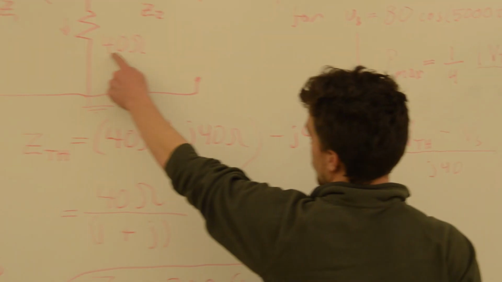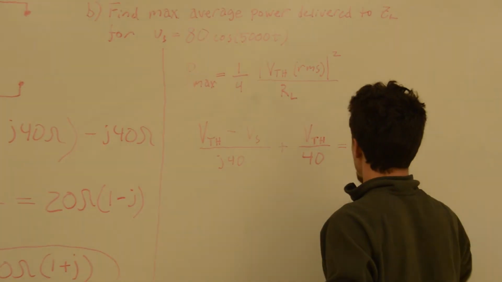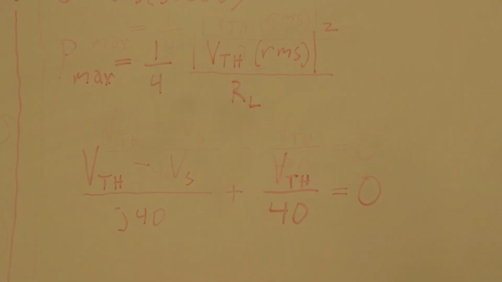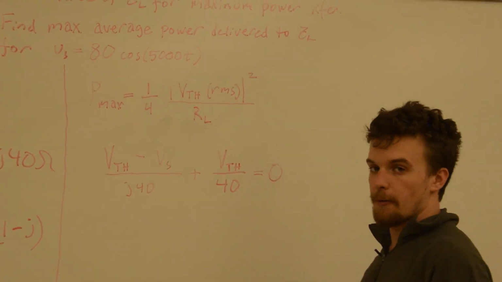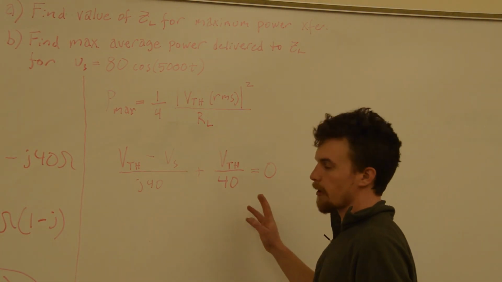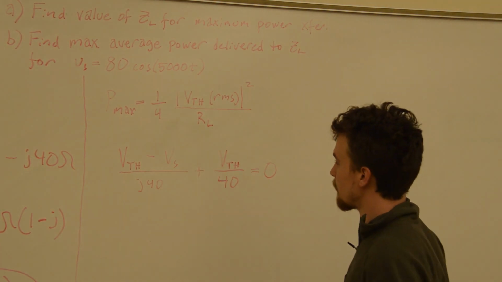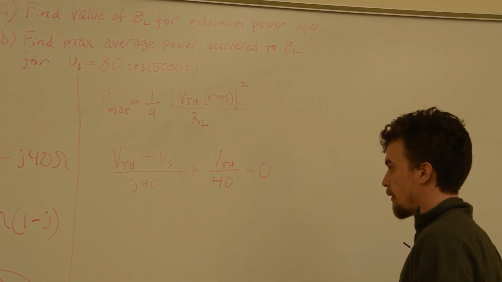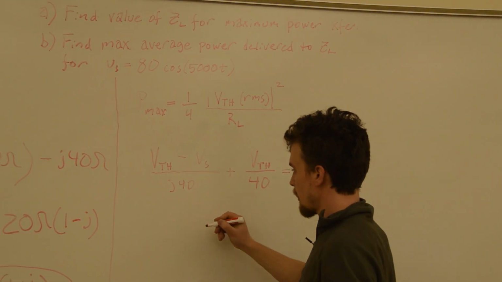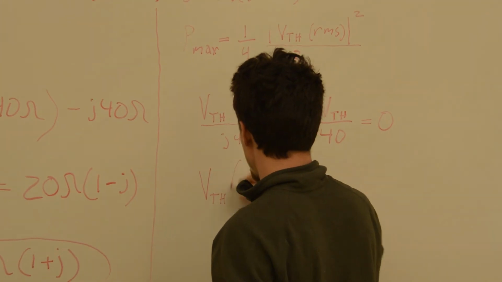That's the resistance of that resistor right there, and these have to equal 0. Alright, so now we have our node equation, and we're going to rearrange this so that we can get V Thevenin in terms of our source voltage. So if we rearrange this, we'll keep V Thevenin on this side here.